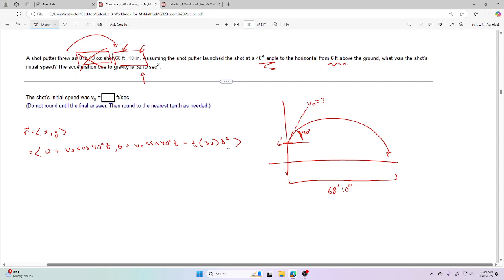Okay. So I need to do something with this. I know that my range here is 68 feet and 10 inches. I mean, that's even gross looking. You know what I mean? Like, what am I supposed to do with this? I could then from here solve for t, right? And then with my t value, well, yeah, yes.